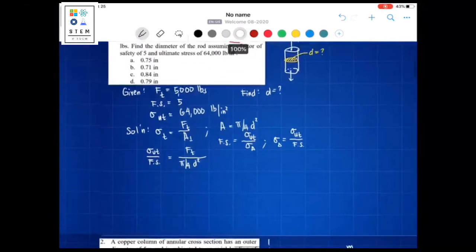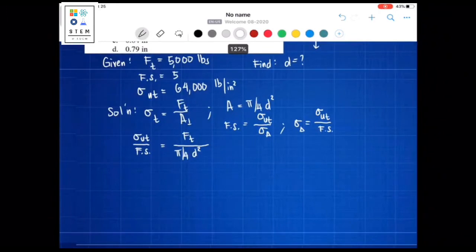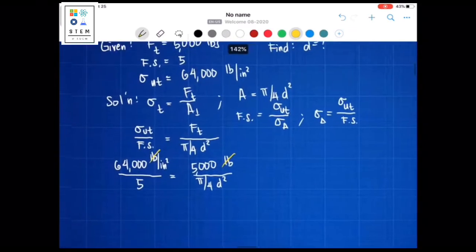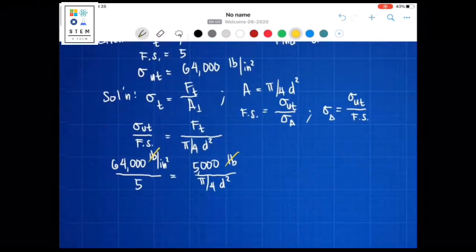Okay, so substitute natin yung mga given. So, given ba lahat? Given lahat, sir. So, ibig sabihin, so 64,000 pounds per square inches divided by the factor of safety na 5 is equal to tensile force na 5,000 pounds divided by cross-sectional area pi over 4 unknown diameter square. So, unit analysis, cancel yung pound. So, matitira square inches, square root, matitira inch. Okay, paki-calculate na lang. 64,000 divided by 5 is equal to 5,000 over pi over 4 x squared.